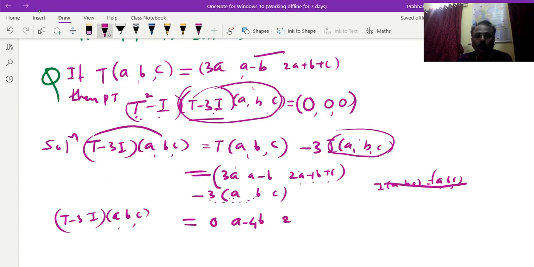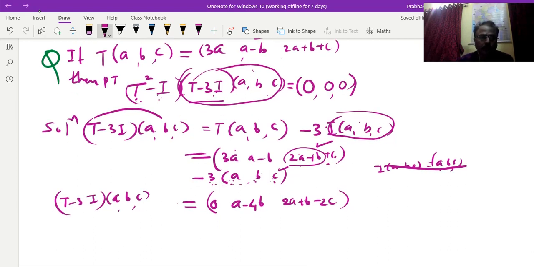If you add all these components: 3A minus 3A, A minus B minus 3B, A minus 4B, and the last component, only C part, C minus 3C, is going to be changed. 2A plus B is untouched here. I am doing this minus this part, where it is 3C. C minus 3C becomes minus 2C. Hope it is clear. Now we will move to the second part.